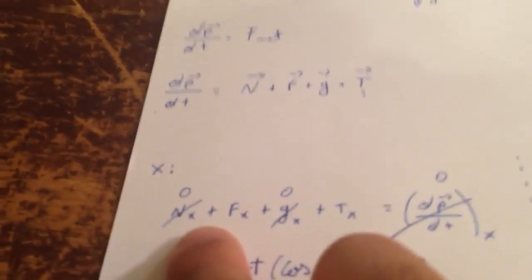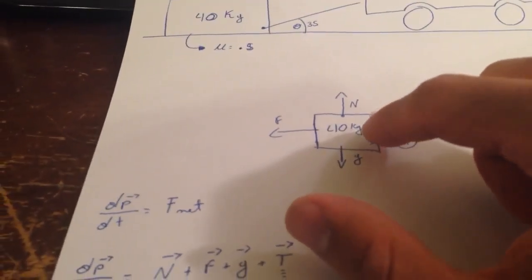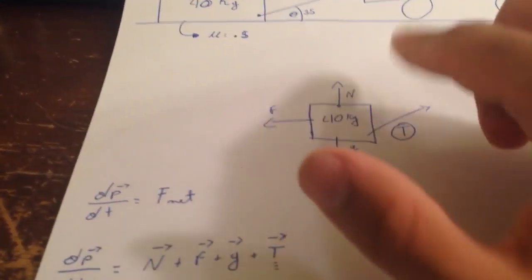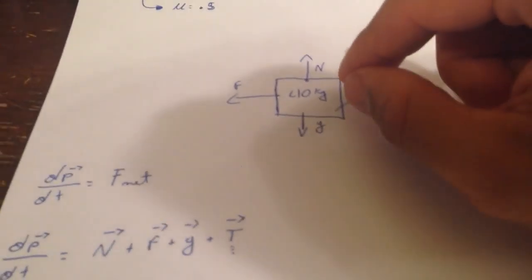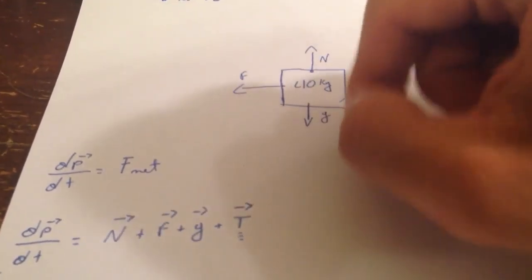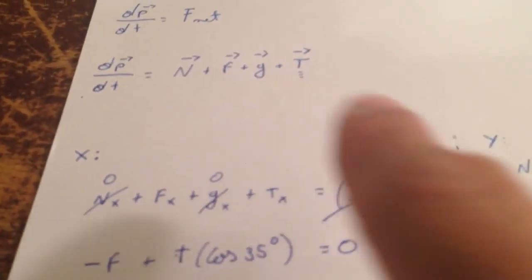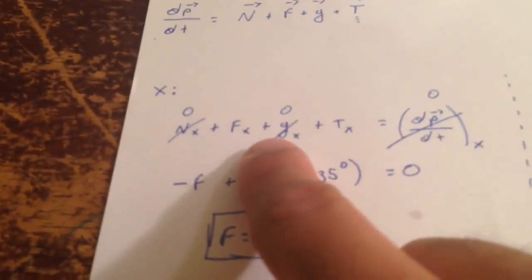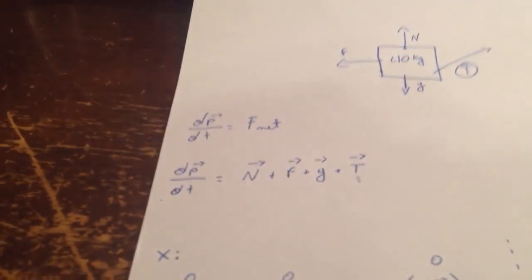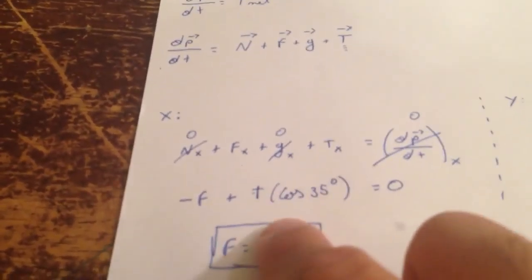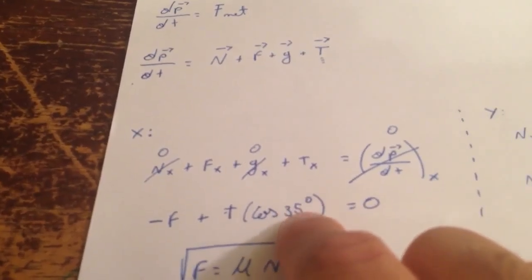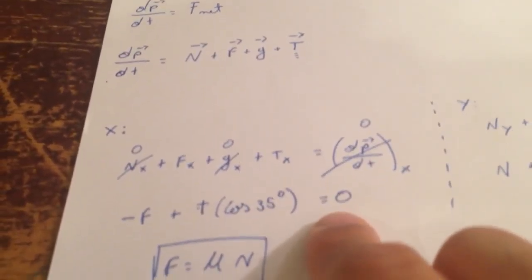The normal force in the x direction is 0 because the normal force acts in the y direction. It's going up, not sideways. The gravitational force in the x direction is also 0, just like the normal force, because it acts in the y direction. So I know that the frictional force, which is negative because it slows the box down, plus the tension force times cosine of 35 degrees equals 0.